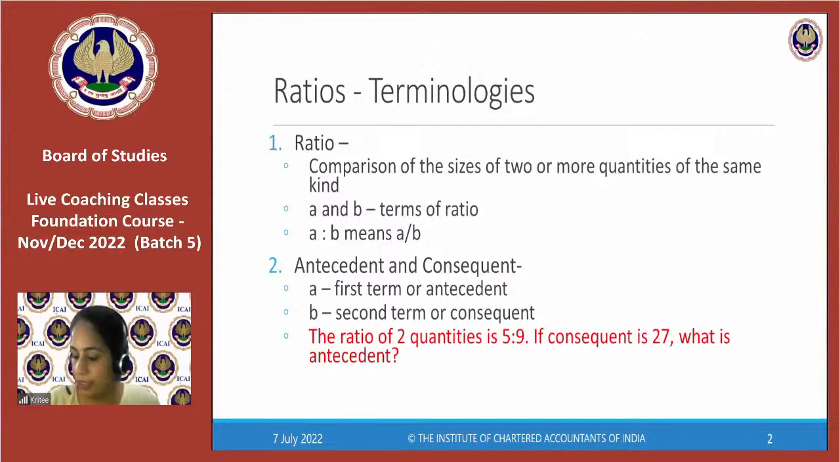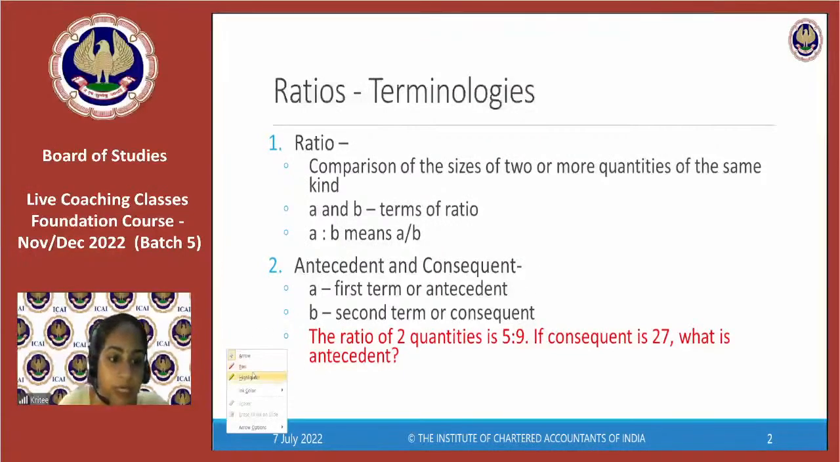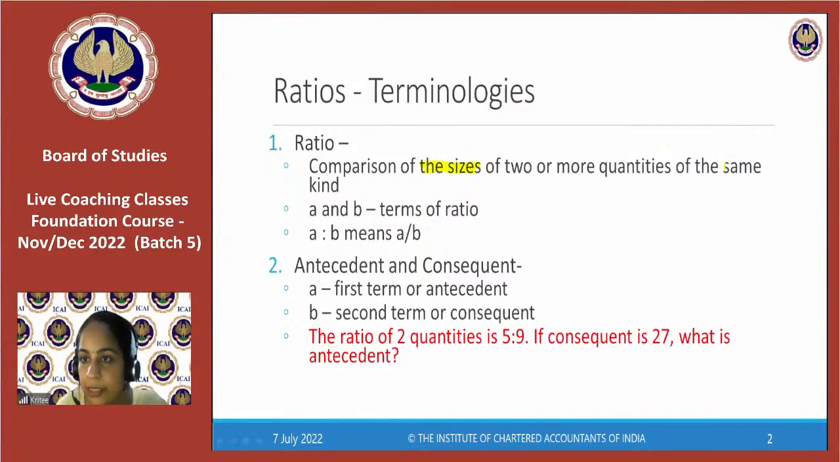Remember, there are certain terms here, and we need to understand the meaning of those terms before proceeding further. When we are saying comparison, the comparison happens between two sizes, and the sizes should be of the same kind. These are very important properties of ratios. You can only compare two things when they are similar in nature, like one chocolate divided.